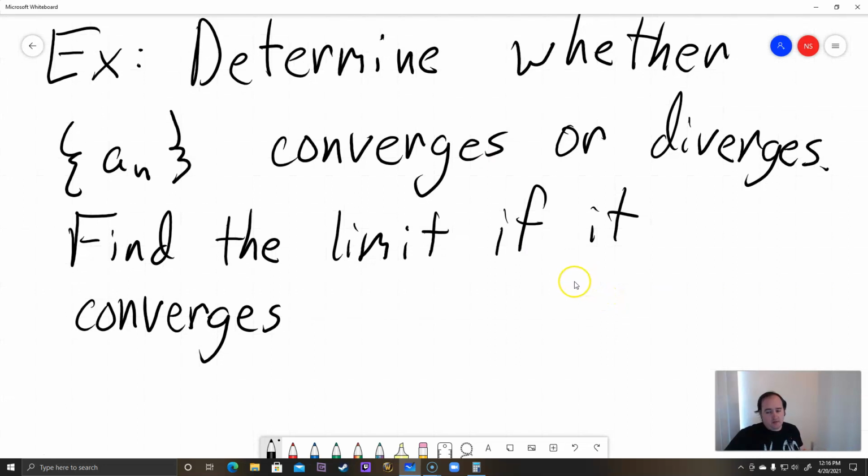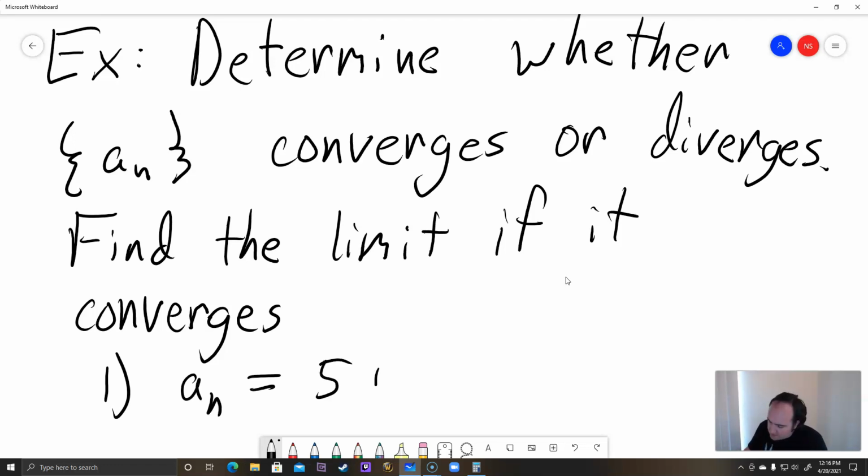These are actually a lot of fun. I always thought these were very straightforward. So, problem number 1, example number 1, they tell us that a sub n equals 5 plus 0.5 raised to the n power.